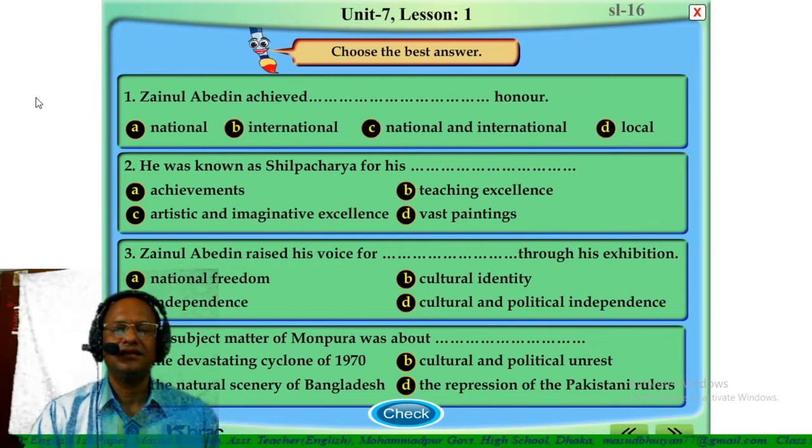Techniques excellence, artistic and imaginative excellence, or bust paintings. Which is the right answer? I think the right answer is artistic and imaginative excellence.